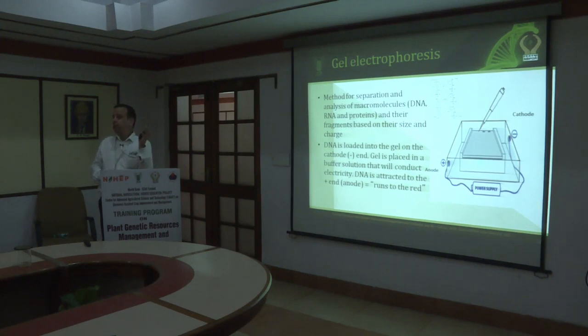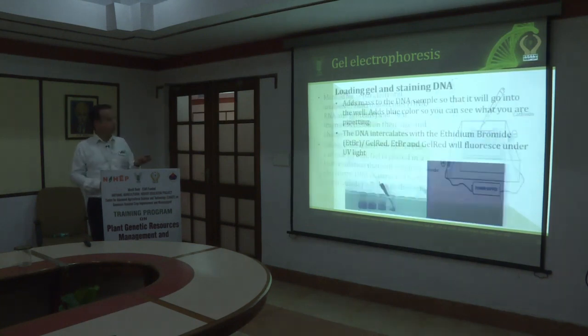Gel electrophoresis, once you carry out PCR, is the separation of macromolecules, be it DNA, proteins, or RNA, based on size and charge. Since DNA is negatively charged, it will move towards the positive end. So we can separate those fragments. Longer fragments will move a shorter distance, shorter fragments will move a longer distance. Based on that variation in the fragment sizes, we can identify individuals.